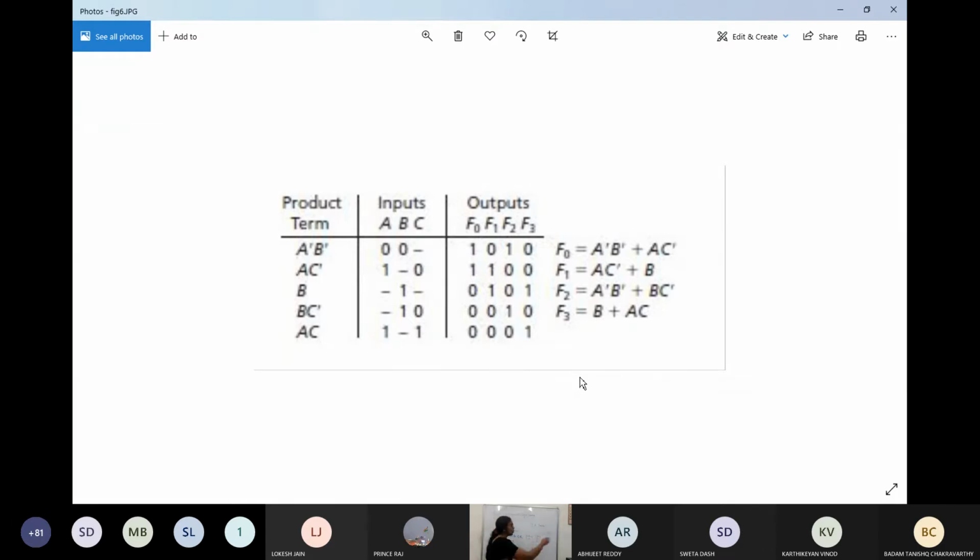Then afterwards, if you check the output nomenclature I have given, F0, F1, F2, F3. Now F0 is made up of these two, just the min-term combination. F1 is made up of this. And F2 is made up of this. And F3 is made up of B plus AC. So this is your PLA.